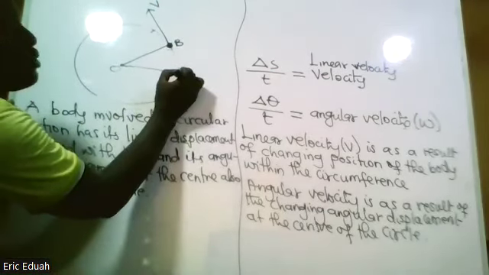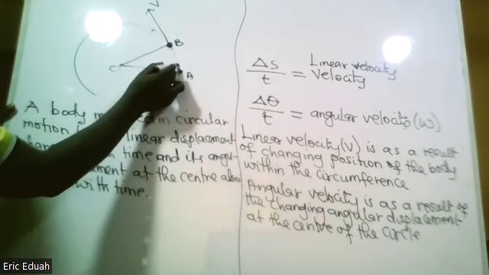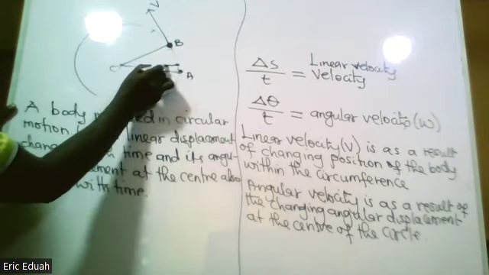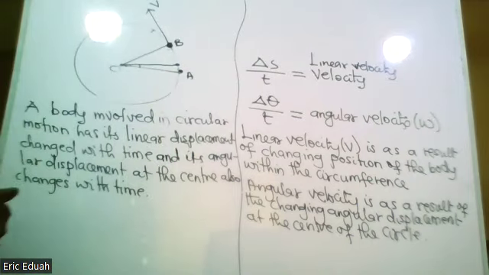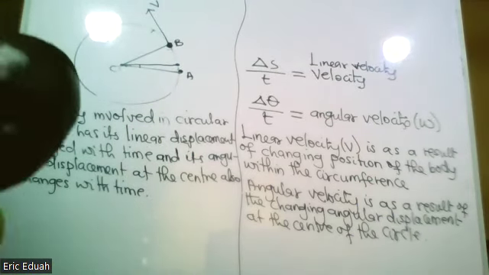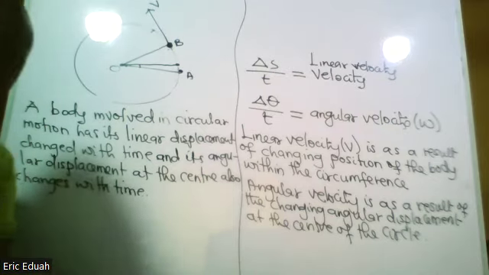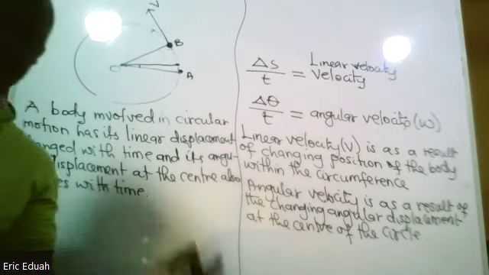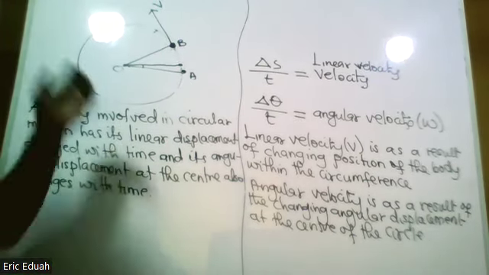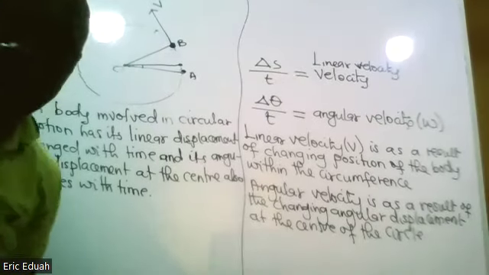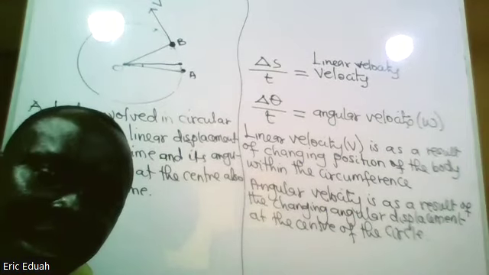Now, the moment it moves from this point to this point, you realize that because of the change in position, there will be a corresponding change in the angle at the center. So as the body's position changes, it affects its angular displacement at the center. And so the changing angular displacement gives us what we call angular velocity. So I want somebody to help me understand what angular velocity is.